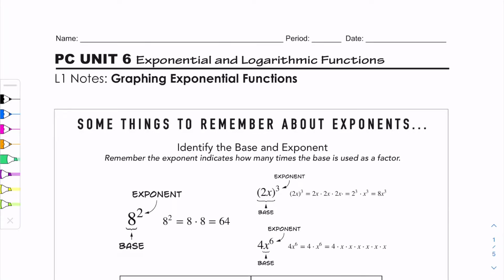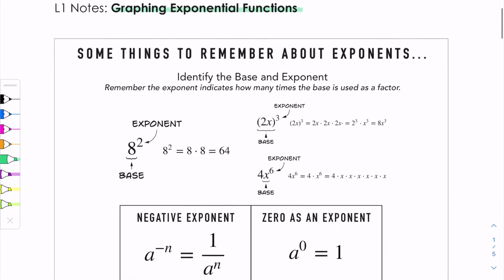Today we're starting Unit 6 and we're learning to graph exponential functions. So graphing exponential functions includes the transformations we learned earlier in the year, which is shifting left, right, up, or down. Also dilations or reflections.